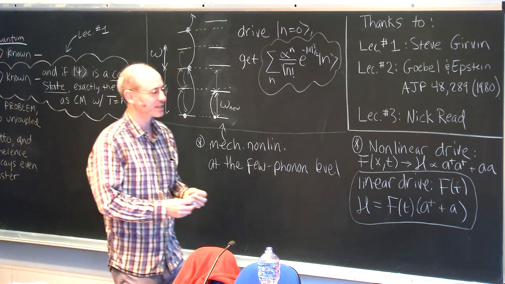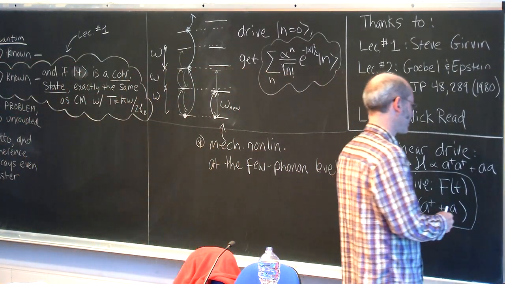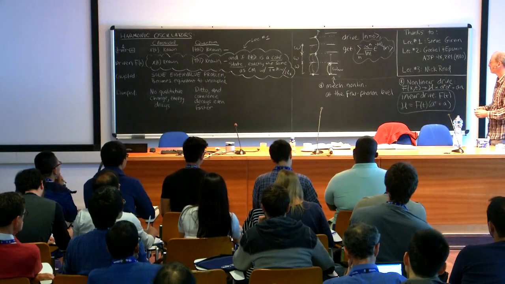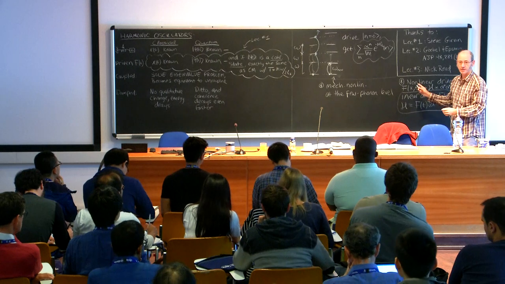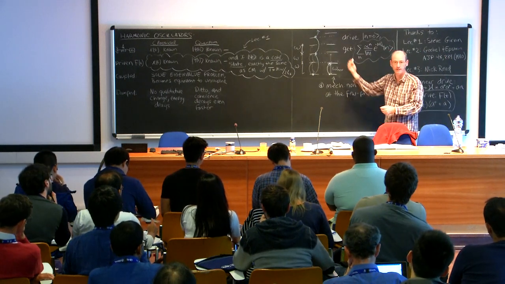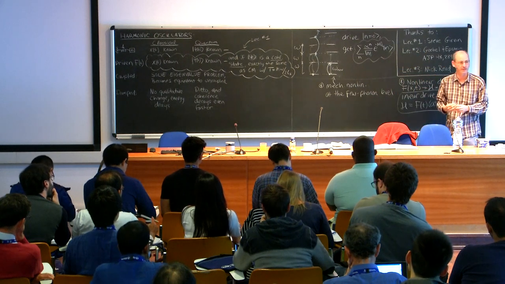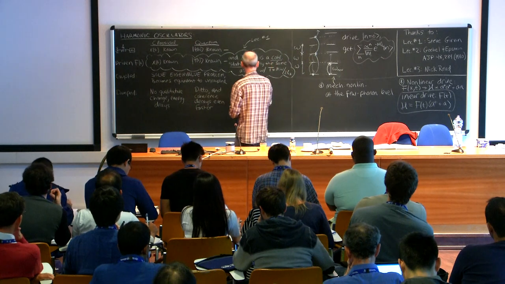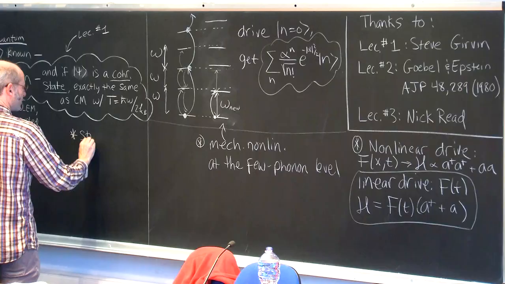And at least in the simplest case, it will give you a squeezed state, but it can be more dramatically non-classical even than that. So these are two routes to defeating the tyranny of the harmonic oscillator and getting some interesting quantum physics out of it. The last one that I'll mention is strong measurement.